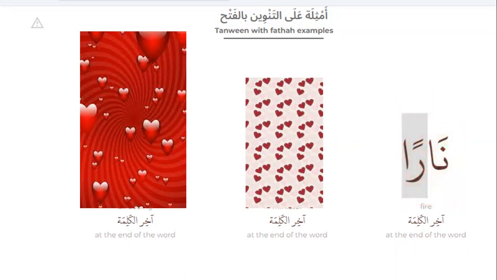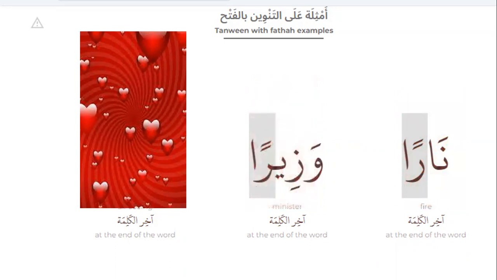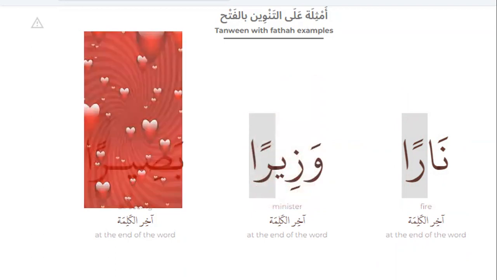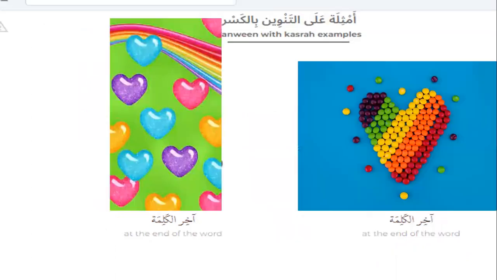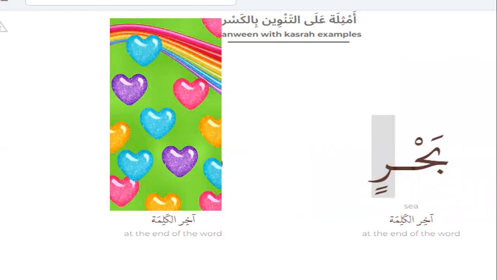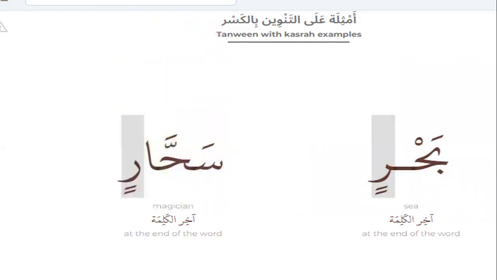Can you read? Naran. Waziran. Basiran. Tanween with kasra. Tanween with kasra means double kasra. Ra kasra ri. Ra tanween with kasra. It's rin. Try to read. Bahrin. Saharin.